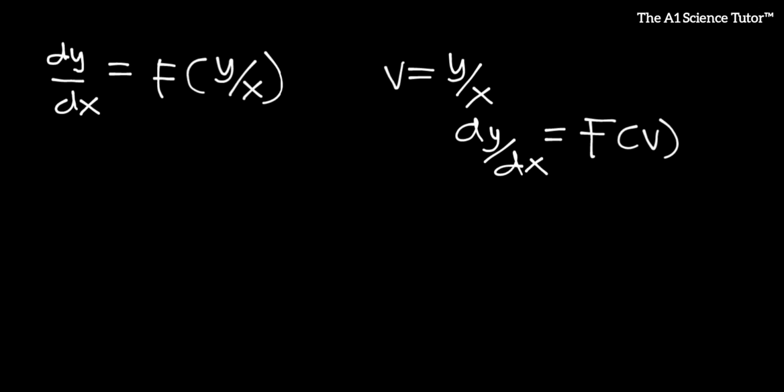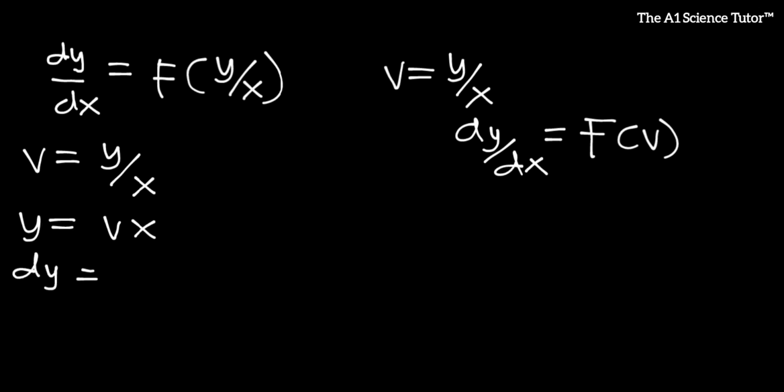Now, we know that v is said to be y divided by x. Now, if I wanted to make y the subject, that is going to be v multiplied by x. Now, what if I wanted to differentiate both sides of the equation? So for this side, that basically should be dy. Now, on this side, that will be a differentiation by the product rule. So that should be v dx plus x dv, right?